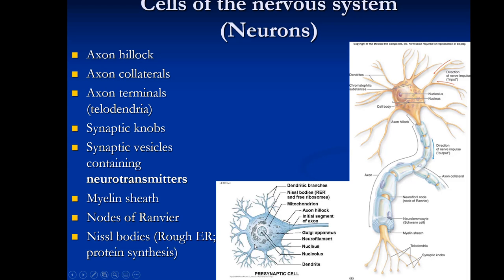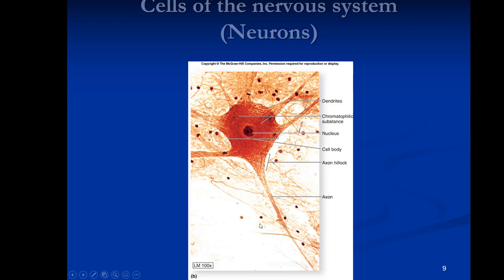Then lastly, I just wanted to point out that there's a specialized type of rough endoplasmic reticulum within neurons. It's called Nissl bodies, and that would be it right here. Remember, the rough ER is used for protein synthesis because it has ribosomes. All right, so here's a picture you've seen before. You've got a neuron, axon, dendrites, cell body.